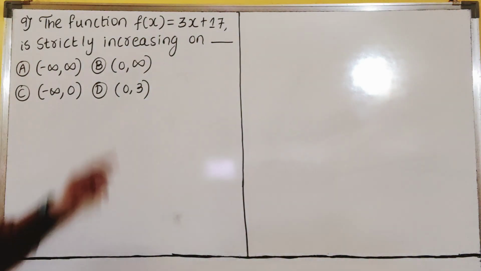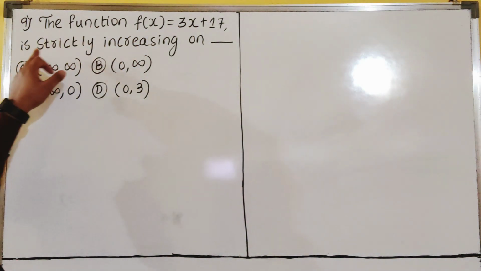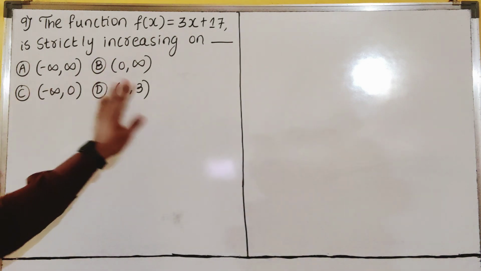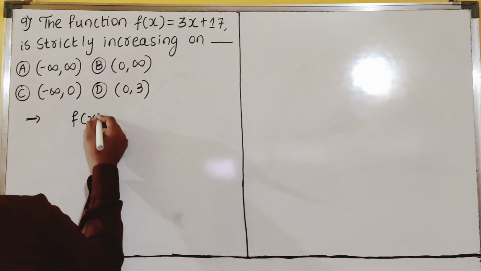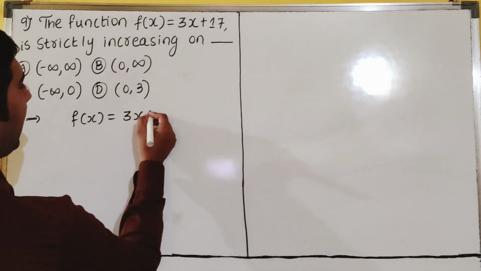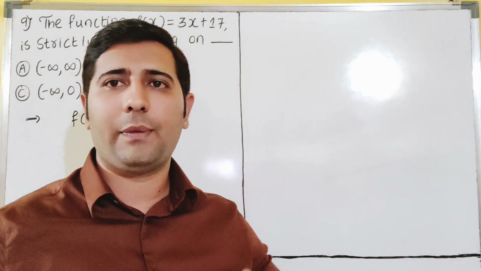Question number 9. The function f of x is equal to 3x plus 17 is strictly increasing on what? In which interval is it increasing? First you write the given equation, dear students. f of x is 3x plus 17. Just now we have discussed when a function will increase and when a function will decrease.